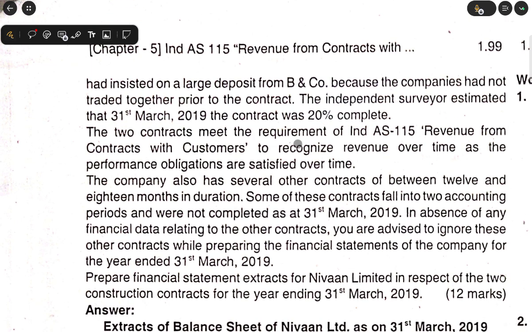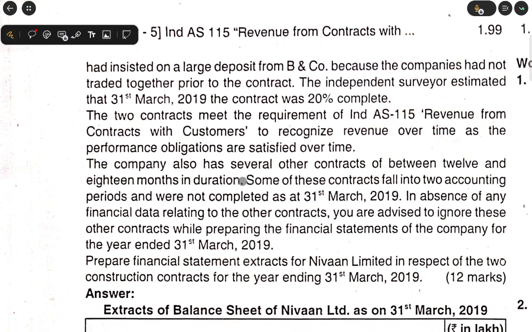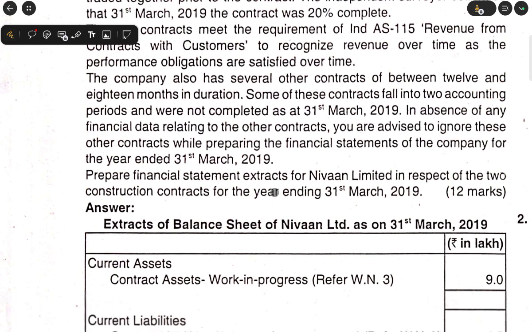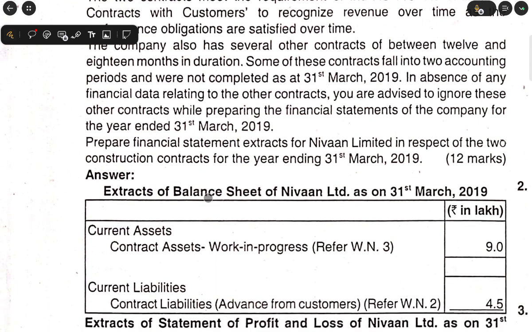Two contracts meet the requirement of Ind AS 115, Revenue from Contracts with Customers, to recognize revenue over time as the performance obligation is satisfied over time. The company also has several other contracts between 12 and 18 months in duration. Some fall into two accounting periods, while others are completed by 31st March. In the absence of any financial data relevant to these other contracts, you are advised to ignore them while preparing the financial statements on 31st March. Prepare a financial statement extract for Nivan Limited for the two respective contracts as at 31st March.